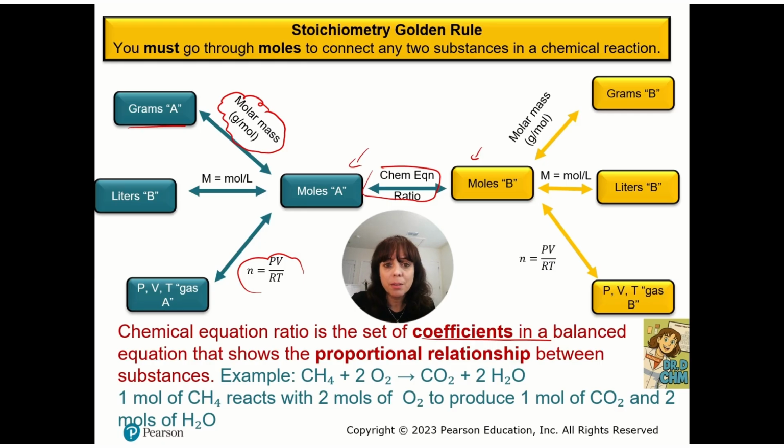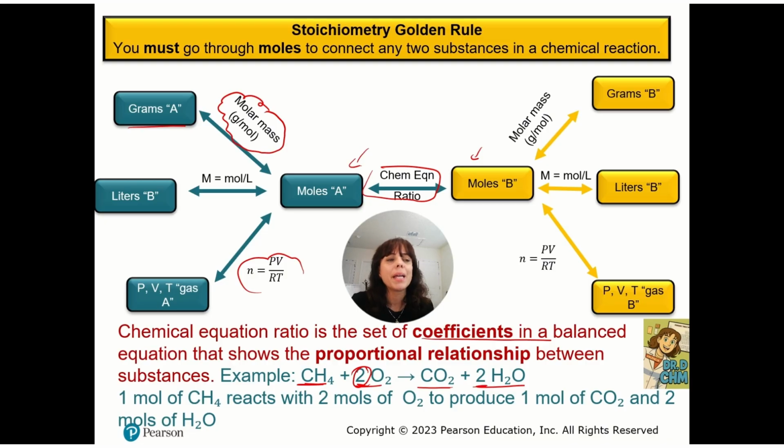In the previous slide, I have 1 mole of methane that will react with 2 moles of oxygen to produce 1 mole of CO2 and 2 moles of water. Good? Those numbers in front. So if I'm working with oxygen and want to know how many moles of water I'm going to produce, I have a 2 for 2.